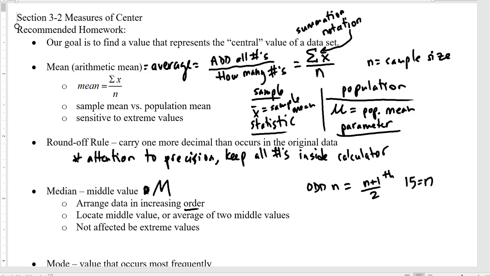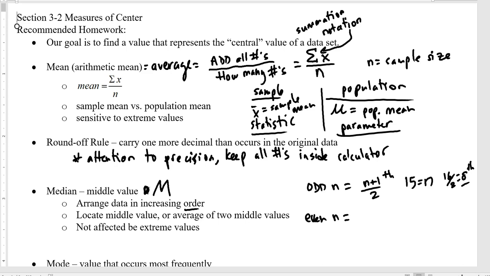Well, 15 plus 1 divided by 2, the 8th number would be right in the middle. That should sort of make sense. If you think about the 8th number, it has 7 numbers before it, and it would have 7 numbers after it. So the 8th number would be in the middle. If you have an even n, an even sample size, this gets a little more complicated.